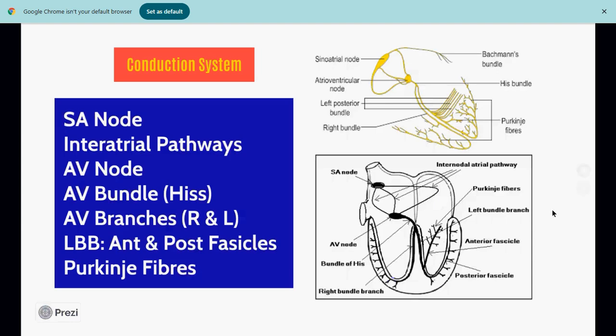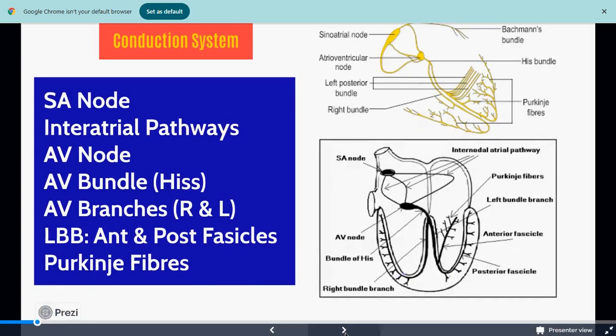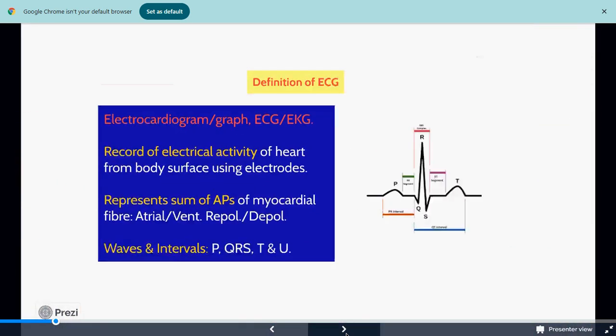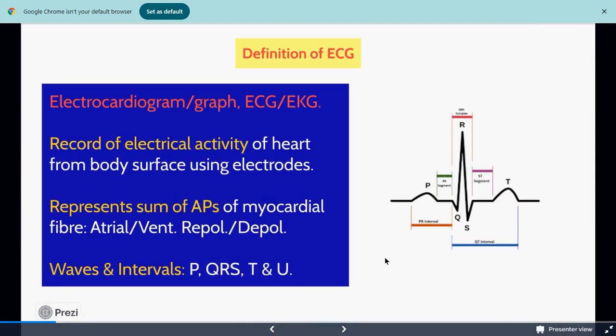The left bundle branch divides into anterior and posterior fascicles. They are called fascicles, these two parts. And the small branches at the end of the fascicles and of the right bundle branch are called Purkinje fibers. Is that clear? Do you understand the conductive system of the heart? Yes, doctor.